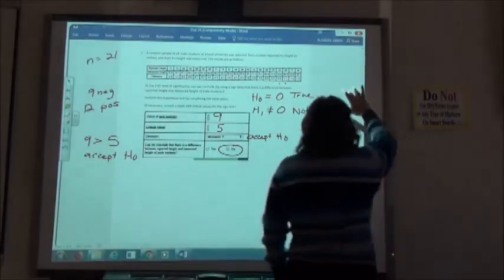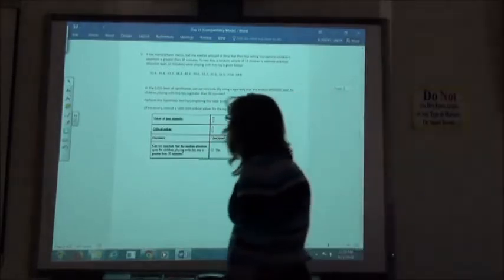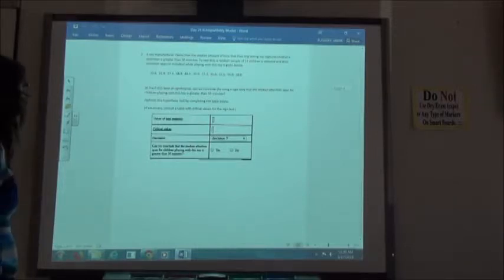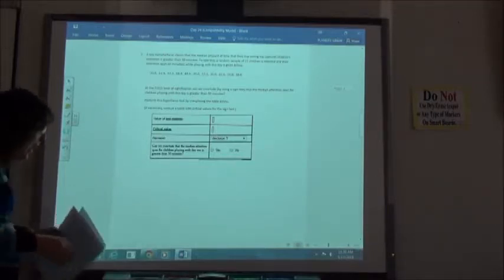All right, one more of these. A toy manufacturer claims that the median amount of time that their top-selling toy captures children's attention is greater than 30 minutes. To test this, a sample of 11 children is selected and their attention span in minutes while playing with this toy is given below. So 20.8, 33.4, and so forth. At the 0.025 level of significance, can we conclude that the median attention span for playing with this toy is greater than 30 minutes?